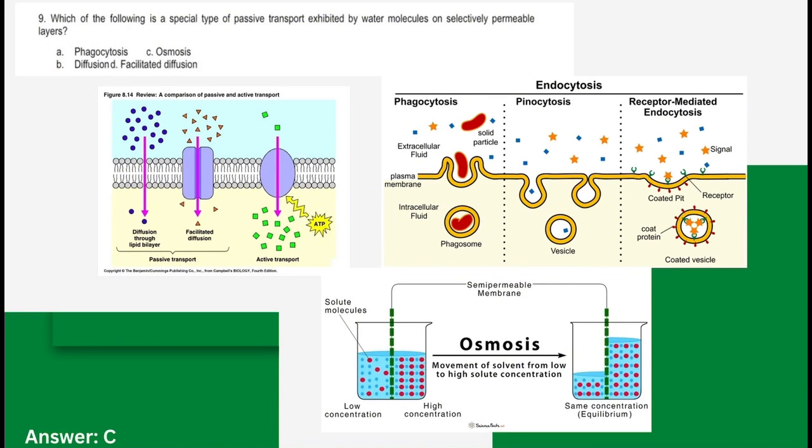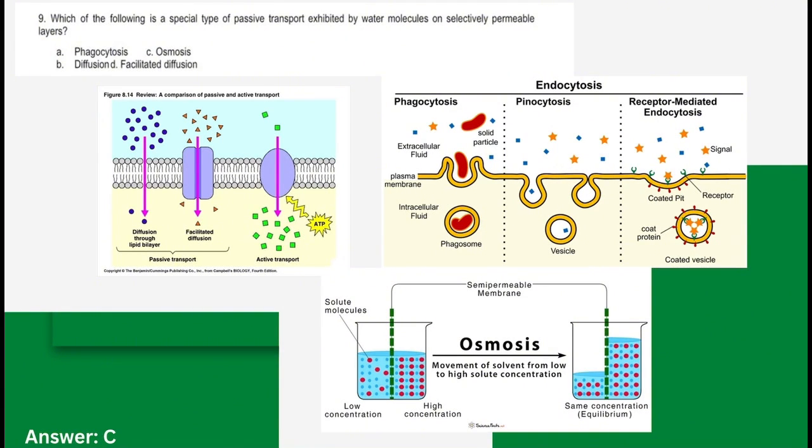Which of the following is a special type of passive transport exhibited by water molecules on selectively permeable layers? Okay, so we have here our choices: phagocytosis, diffusion, osmosis, and facilitated diffusion. What do you think is the answer? Okay, the answer is letter B, osmosis.